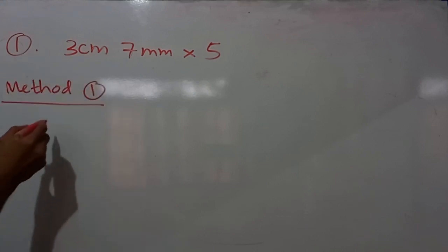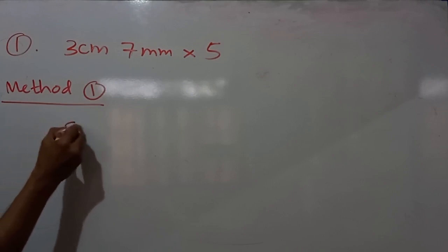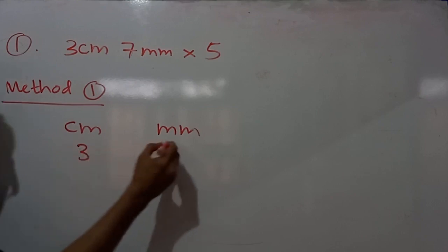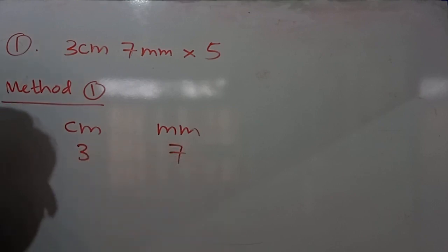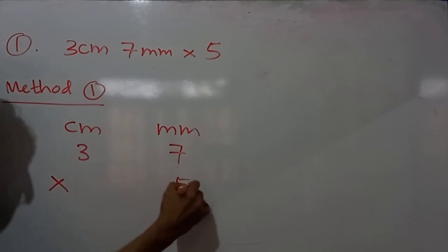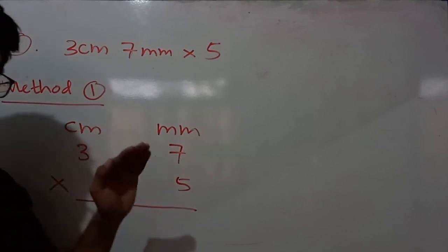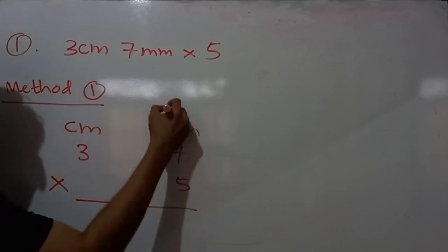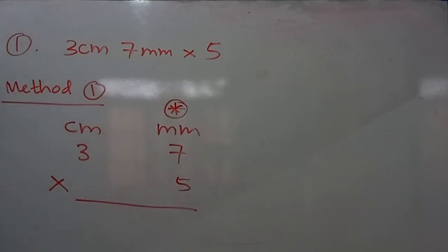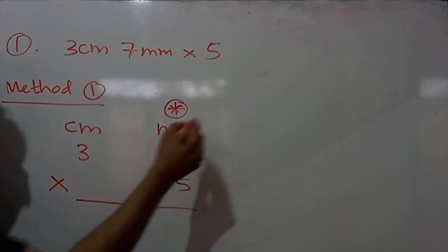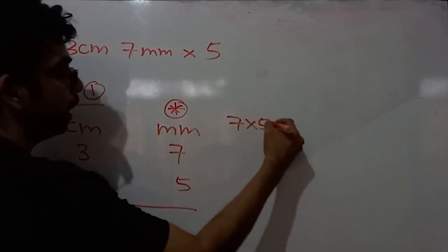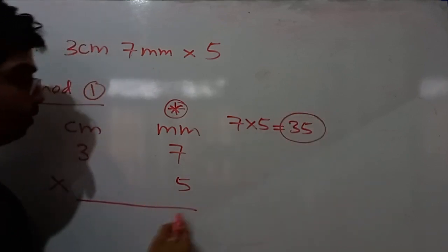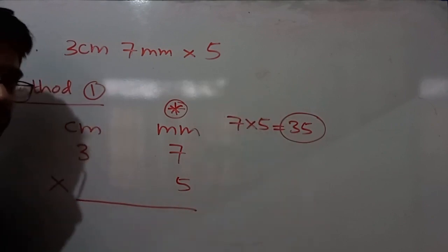So we have 3 centimeters and 7 millimeters. We have to multiply that by 5. Just as when we did addition and subtraction, you start from the smallest unit. So we will start the multiplication from the millimeter portion. We know 7 times 5 is 35. We cannot write 35 just as we do in a normal multiplication.